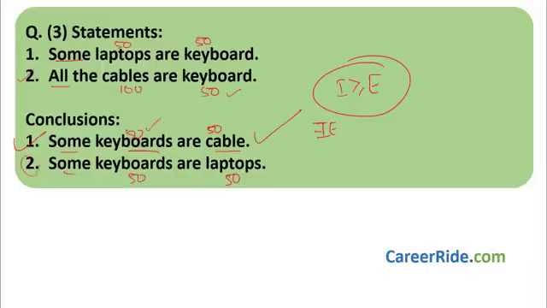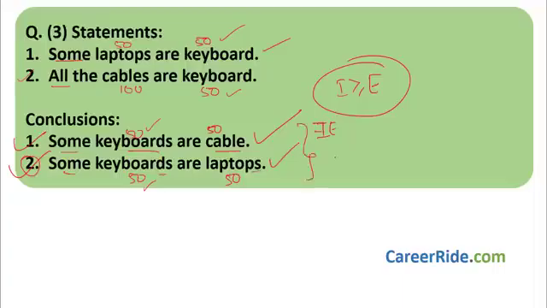Take the second conclusion. Some keyboards are laptops. Keyboards and laptops, which sentence? First sentence, directly keyboard and laptop in one sentence. Here laptop income is 50, laptop expenditure is 50. Condition satisfied. Here keyboard income is 50, keyboard expenditure is 50. Condition satisfied. So this is also a valid conclusion.